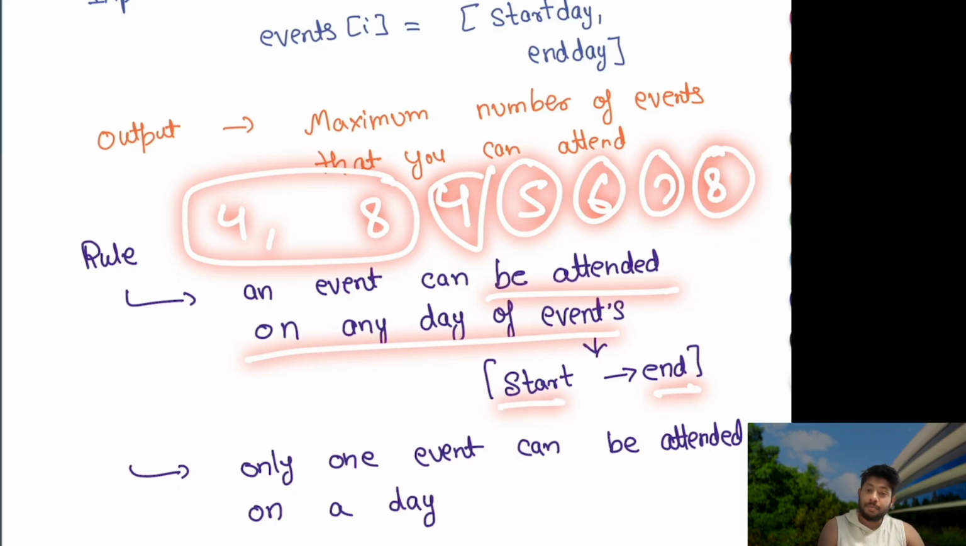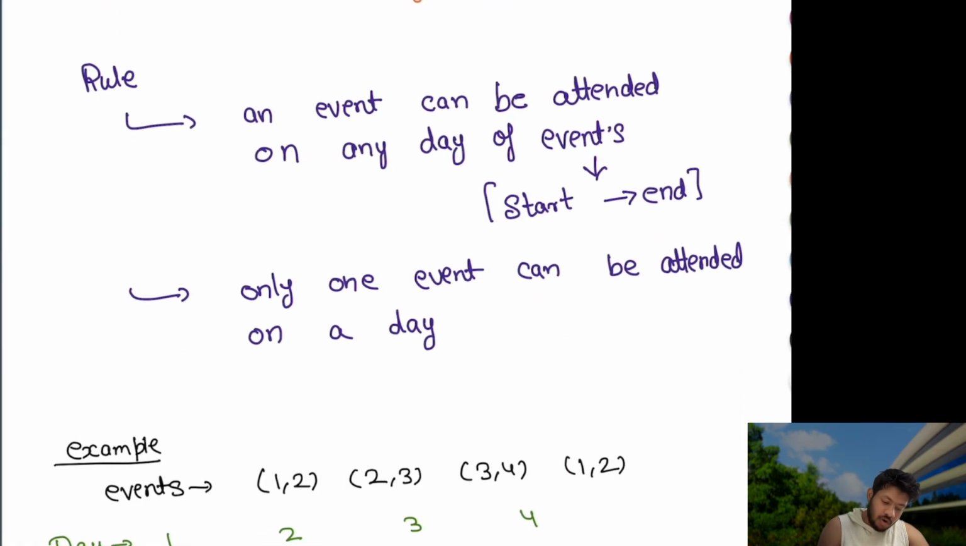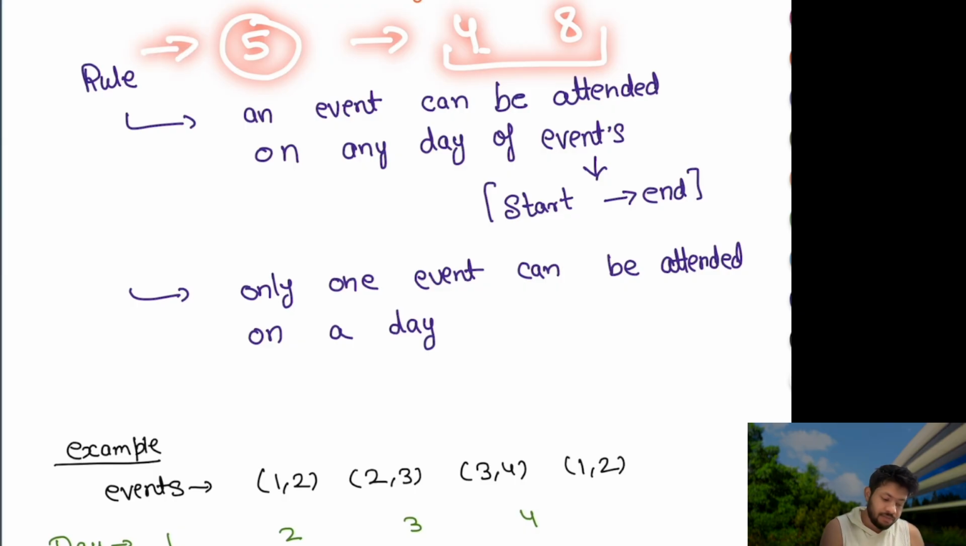That is, I may choose to attend this particular event on day 5, and I can say that I have attended this event. But there is one more condition: you can attend only one event on a particular day. So if I am attending an event on day number 5, maybe that event is happening from day 4 to day 8, I can say I have attended this event, but on day 5 I cannot attend any other event. Only one event can be attended on a day.